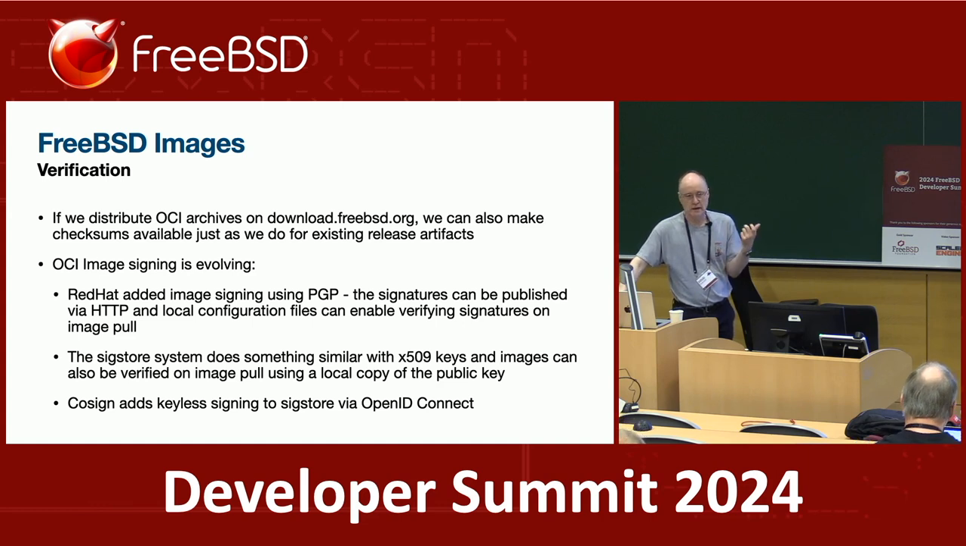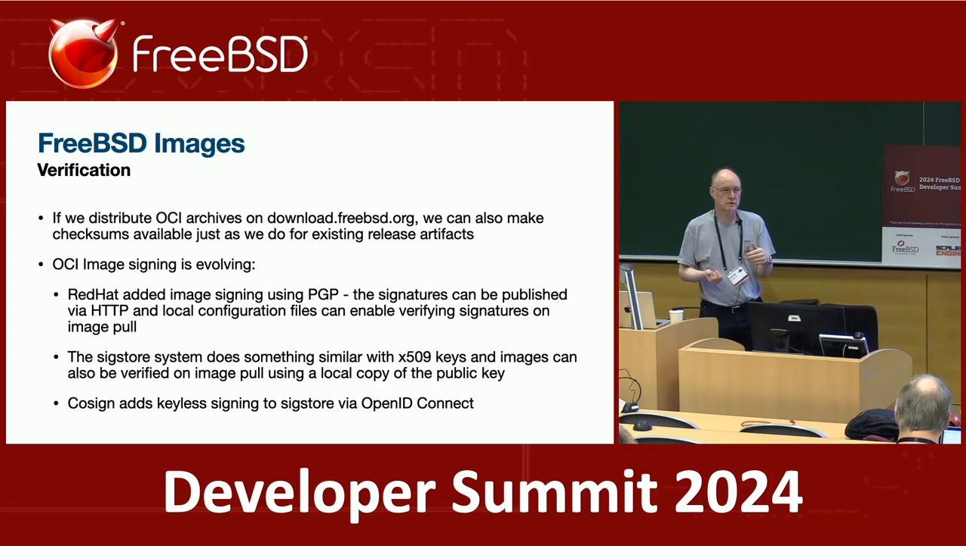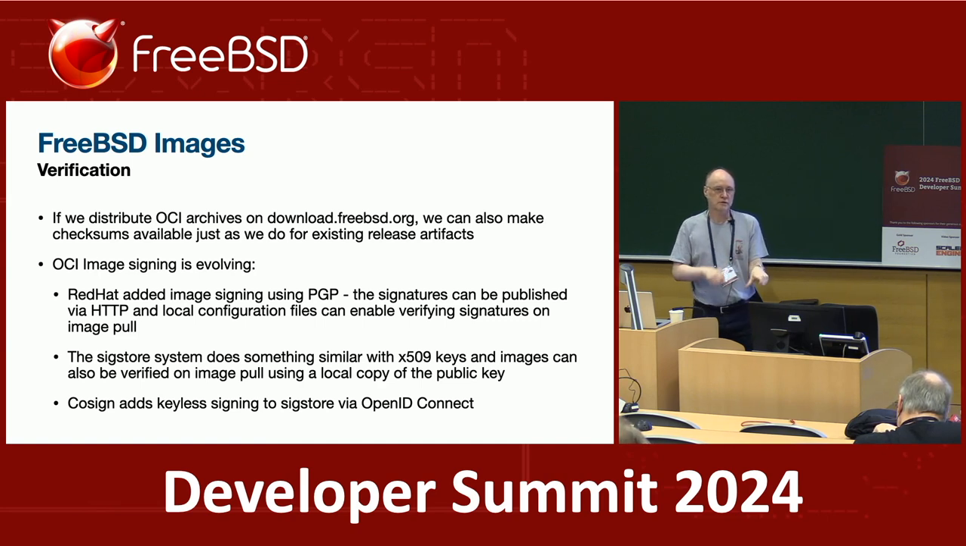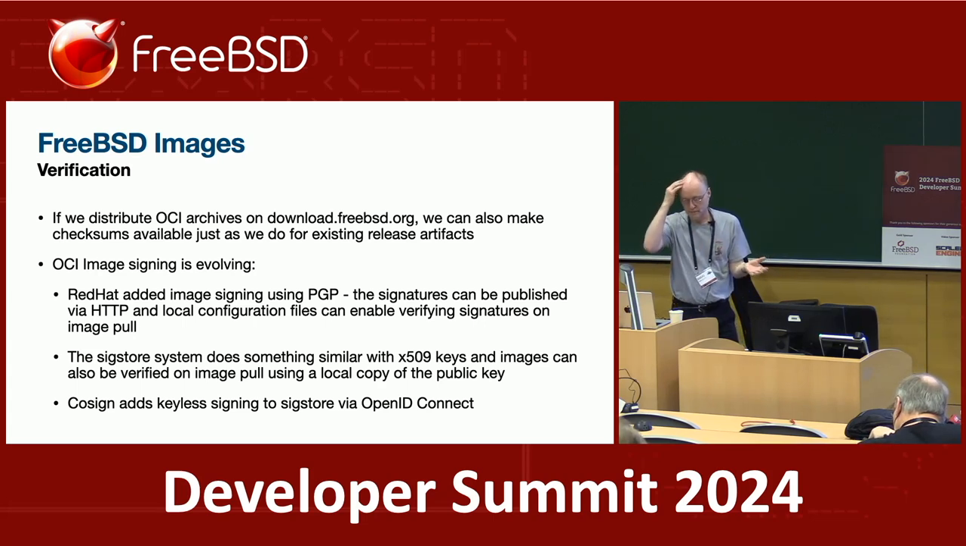Sigstore in this early stage doesn't do key management at all. But what I can do is perhaps install the pub key of the organization that I want to trust and check against that, and set up my configuration so that when I'm downloading from registry.freebsd.org, I will verify against this pub key that is stored in my local file system.